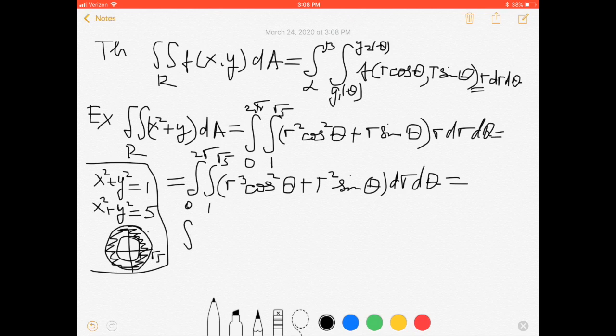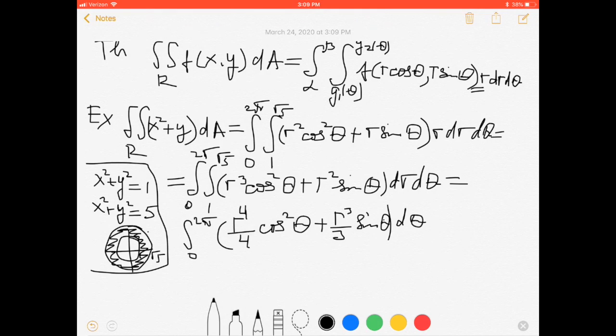Now it is the integral from 0 to 2 pi. Oh, sorry, my mistake. What will the integral be here? R fourth over 4 cosine squared theta plus r cubed over 3 sine theta d theta. And for r we need to plug in numbers from 1 to square root of 5.